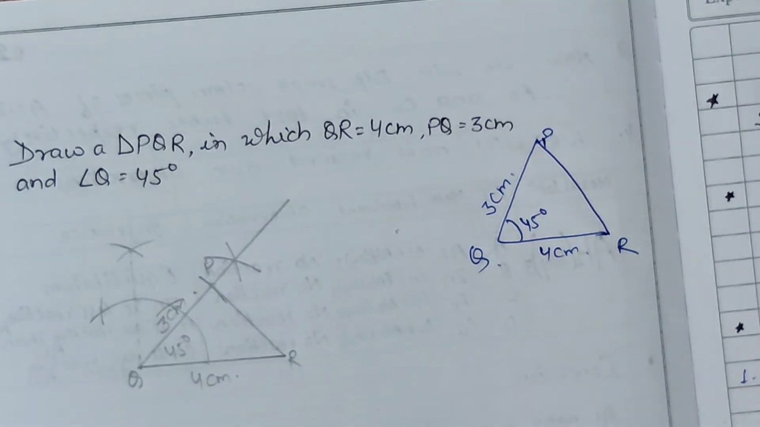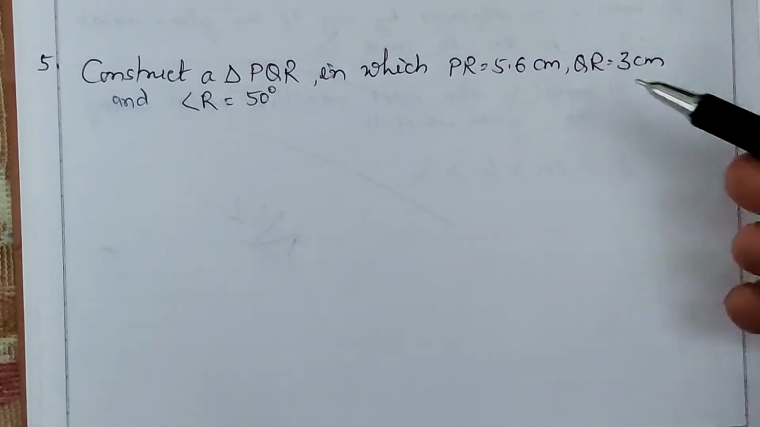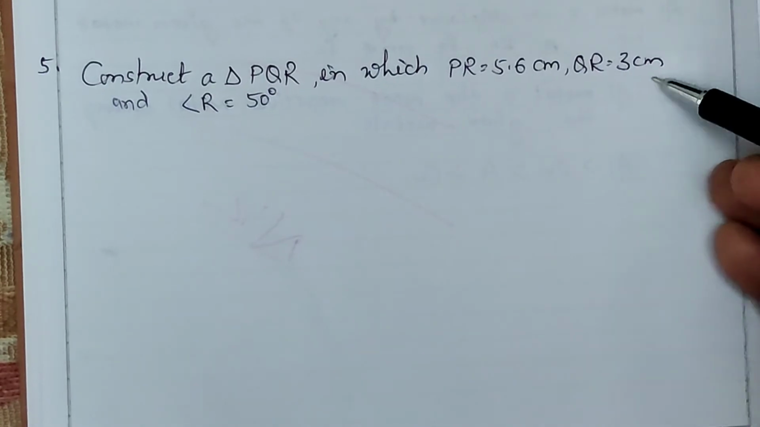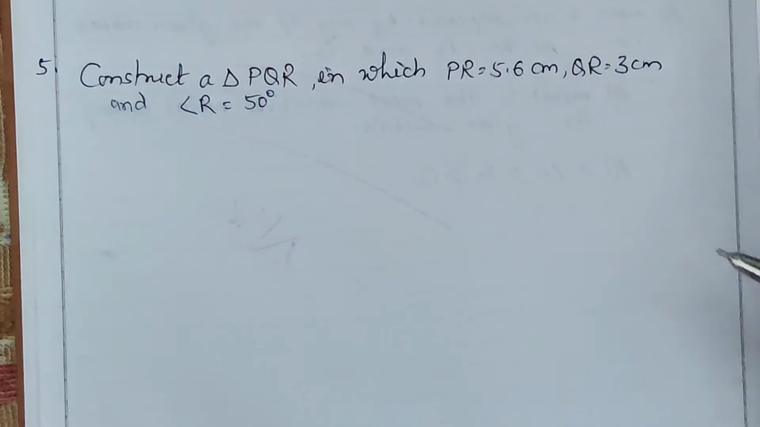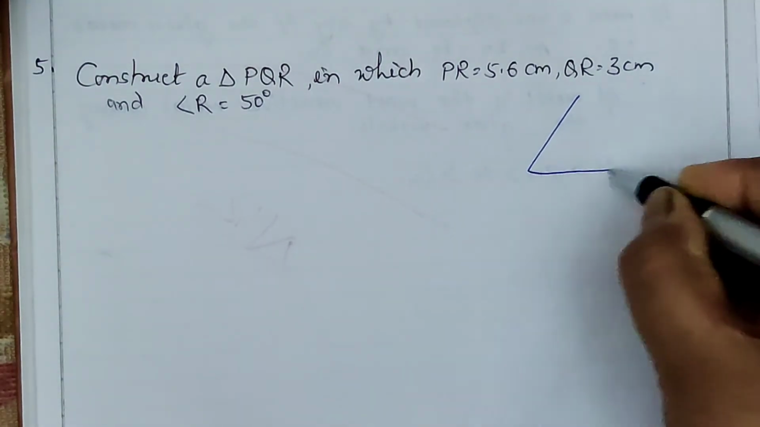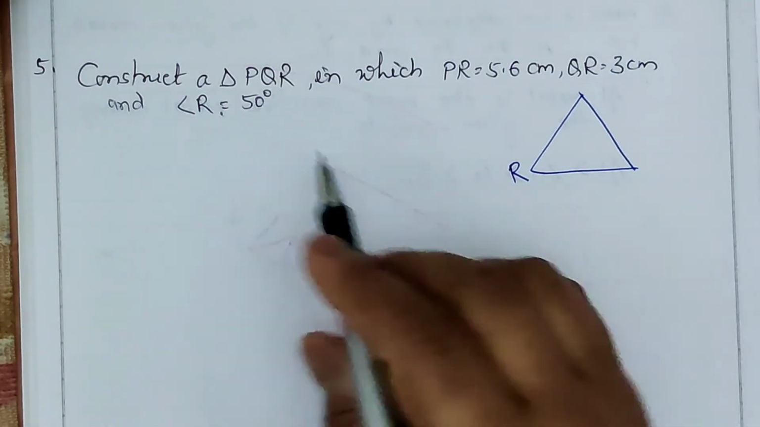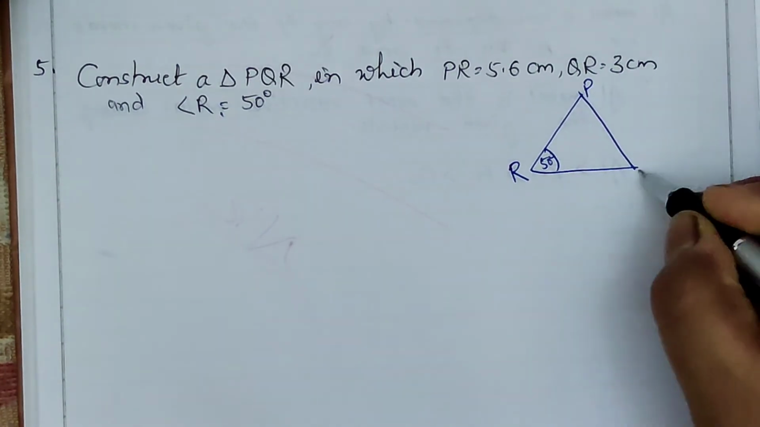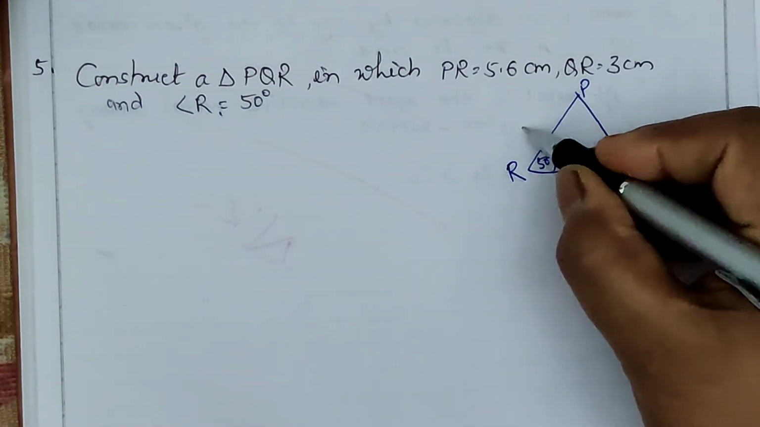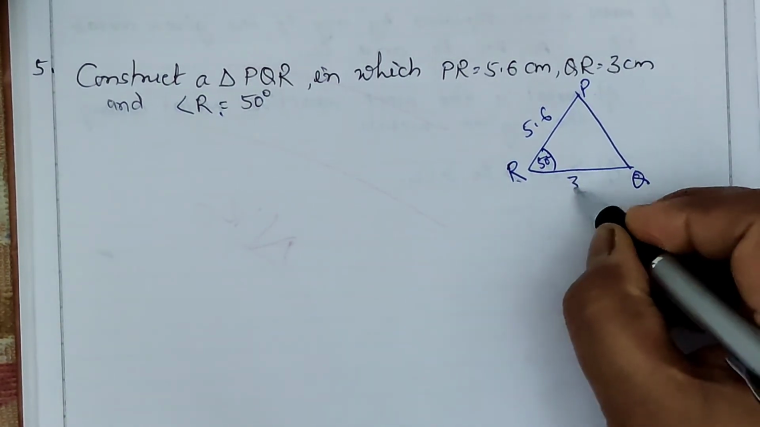Last and fifth question, question number 5: construct a triangle PQR in which PR equals 5.6 centimeters, QR is 3 centimeters and angle R equals 50 degrees. The rough figure: angle R is 50 degrees. Now take points P and Q here, with PR 5.6 centimeters and QR 3 centimeters.